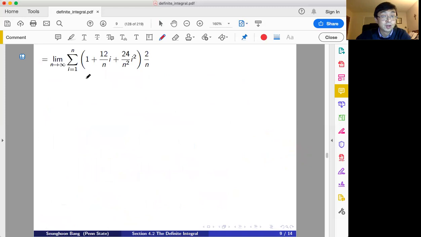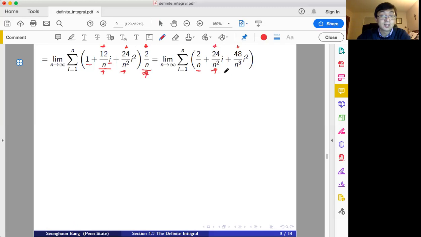The next here, you can distribute 2 over n. So we have this result. The 1 times 2 over n is 2 over n. The 12 over n i times 2 over n: 12 times 2 is 24, n times n is n squared, and you have to keep i. The next one, 24 times 2 is 48, n squared times n is n cubed, and you have to keep i squared.